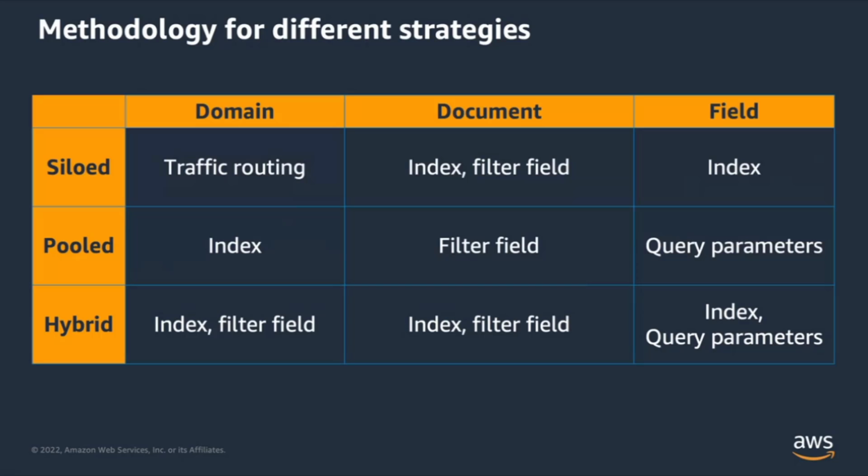If your container is a document and you're siloing into the document, then you're putting them into either single or multiple indexes. So again, you're using a filter field across these different tenancy models. If you're pooling into a document, again, you're using a filter field. And if you're hybrid, you're filtering. At the field-as-a-container level, if you're siloed, then you're again potentially going by index. You're also using query parameters to direct the query to the particular fields that contain the data.